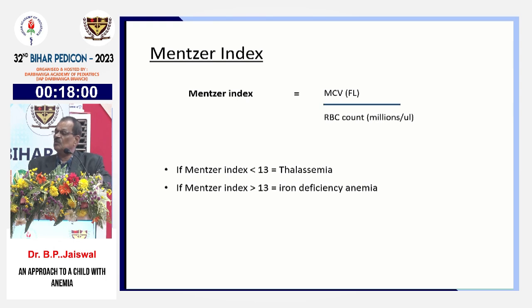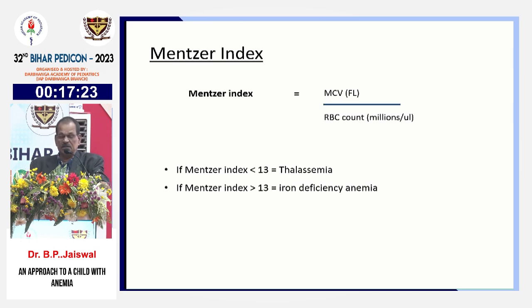Let me tell you about Mentzer index. This is a much talked about index in anemia and hematology. In hematology, we usually talk about this Mentzer index. It is a simple calculation: MCV in femtoliter divided by RBC count in millions per microliter. So you can calculate simply. MCV को RBC count से divide कर दीजिए, बस आपका Mentzer index. Why is Mentzer index important?